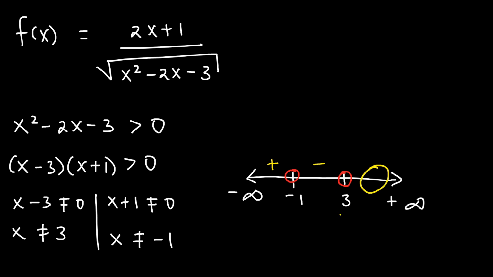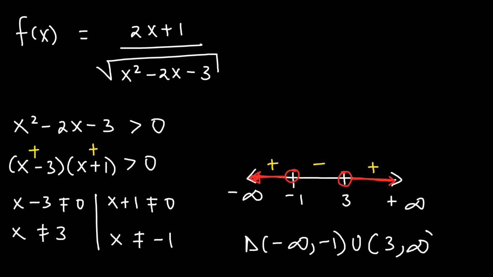For the last region, we need to put in a number between 3 and positive infinity. Let's put in 4. 4 minus 3 will be positive 1, and then 4 plus 1 will be positive 5. So the last region is positive. So we shall take this and this. Therefore, we need to shade from positive 3 to the right, because x can be greater than 3, and then shade from negative 1 to the left. Therefore, the domain for this function will be from negative infinity to negative 1, not including negative 1, union from positive 3 to positive infinity, not including positive 3.